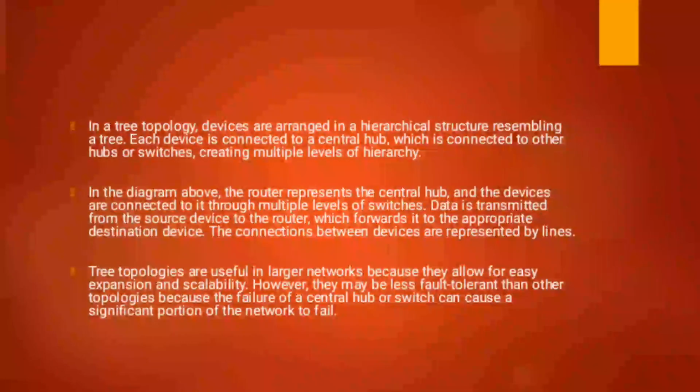The connections between devices are represented by lines, and tree topologies are useful in larger networks because they allow for easy expansion and scalability. However, they may be less fault tolerant than other topologies. That means the failure of a central hub or switch can cause a significant portion of the network to fail. When there is a failure in the root node, that automatically means the whole network is going to fail, and there is no transmission of data at all.